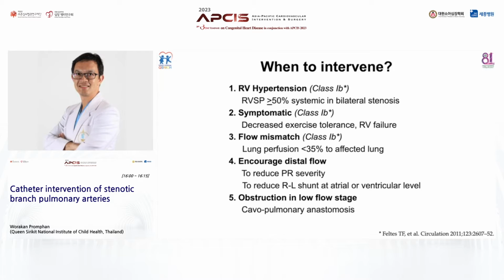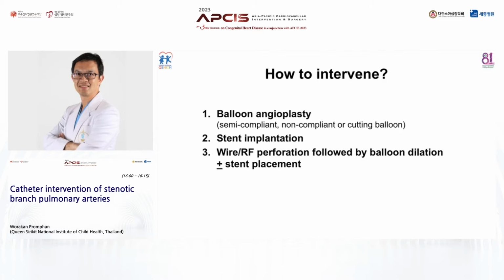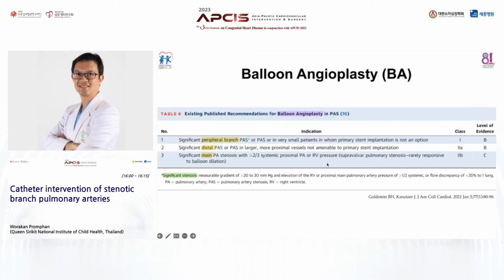Or if you have obstruction in the low flow stage, like in a Fontan circuit, well, not in the TOF case, definitely, but this is one of the indications. Or if the patient has aneurysmal formation or vascular rupture, this is also something you need to intervene on. How to intervene? Of course, you may deal with this stenosis using balloon angioplasty or stent implantation. Or if you have an interruption, I will show you later, you may need a wire or RF perforation followed by balloon plus or minus stent placement.